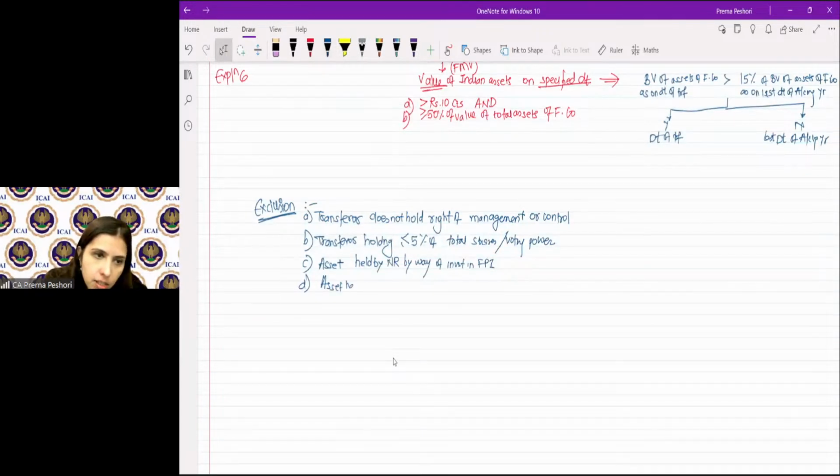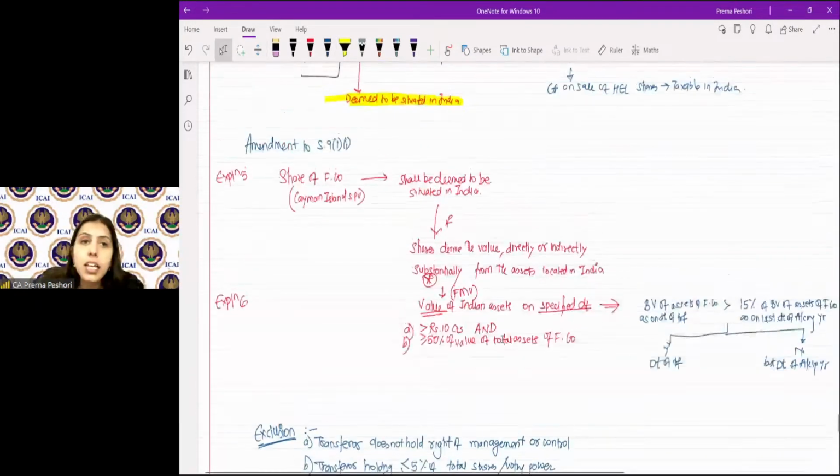Then asset held by non-resident in the foreign venture capital investments or venture capital funds. Venture capital fund, you can write. Okay. So even that shall not be considered.